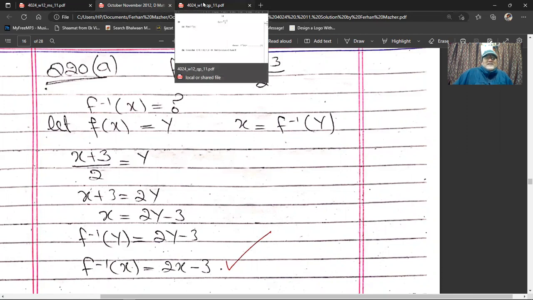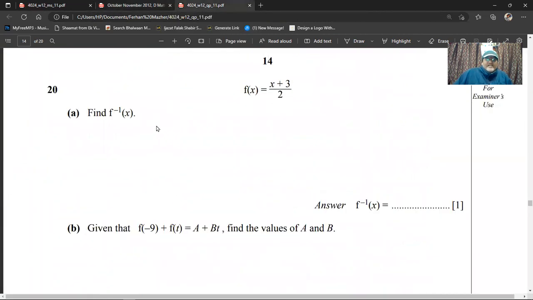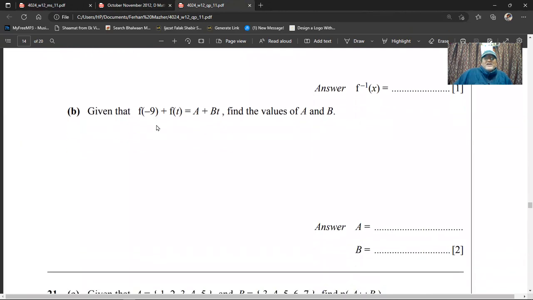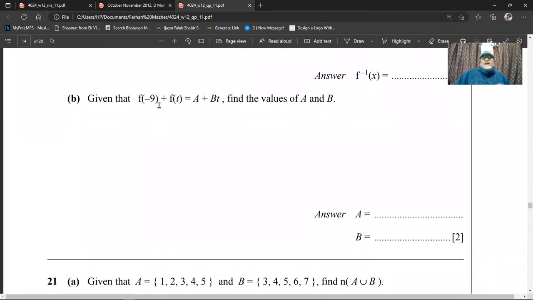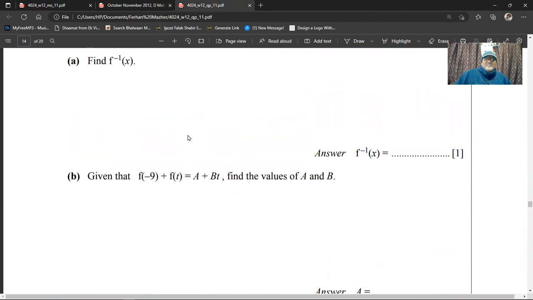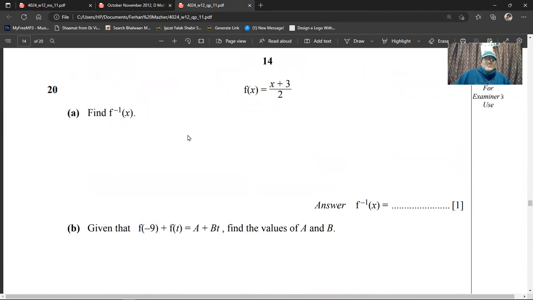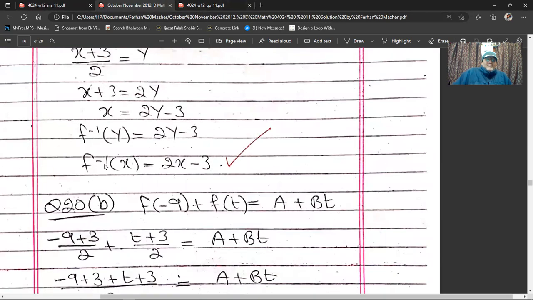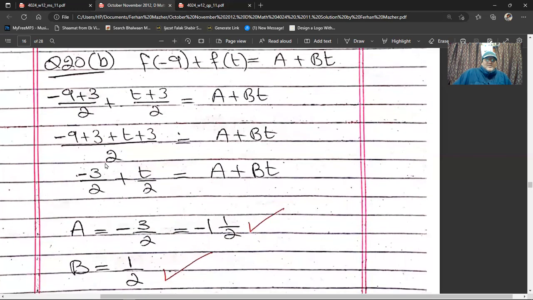We are going to the next part. Question number 20, it's part b. He says f of minus 9 plus f of t is equal to a plus bt. Find the value of a and b. Okay, it's a 2 marks question. So f of minus 9 plus f of t. Okay, so here we go.